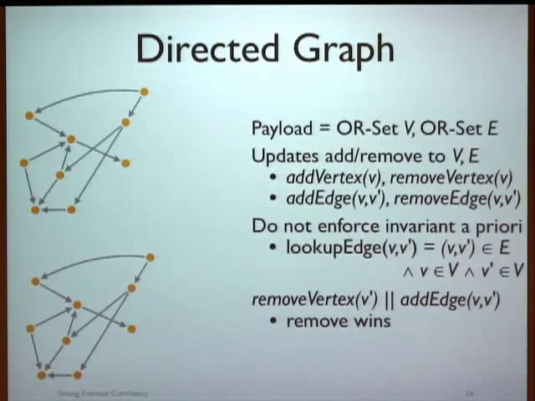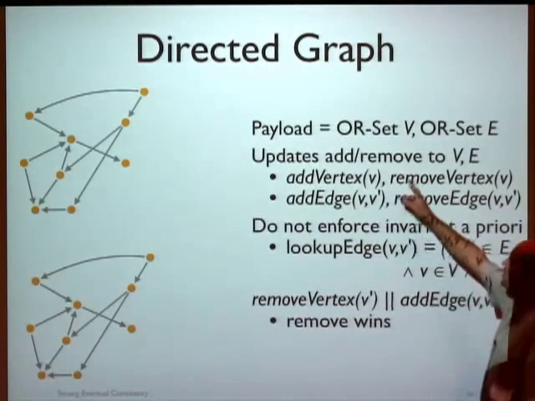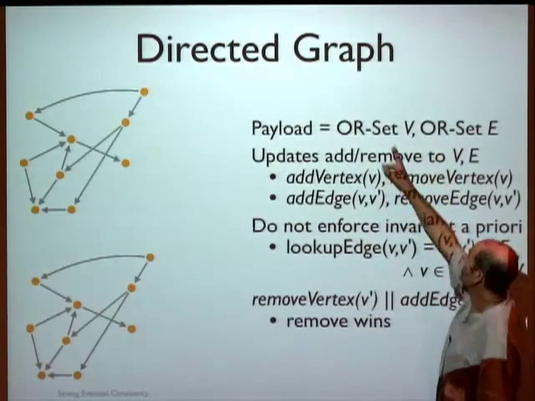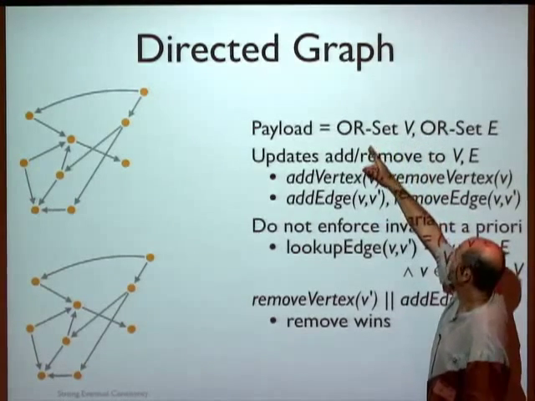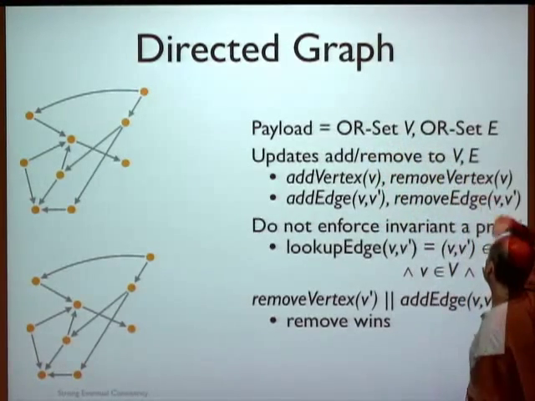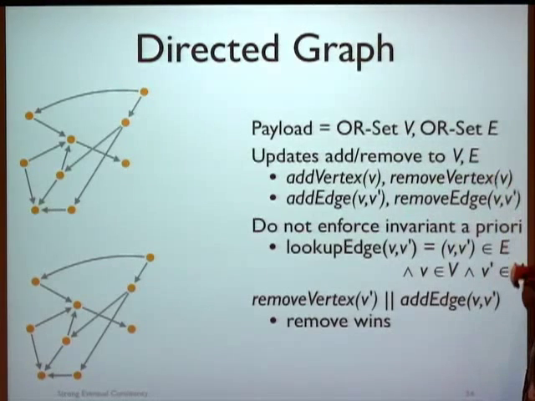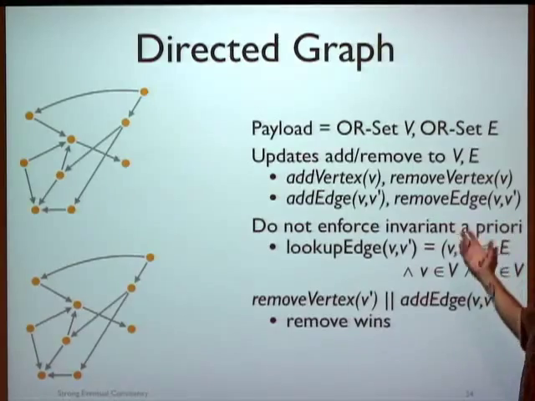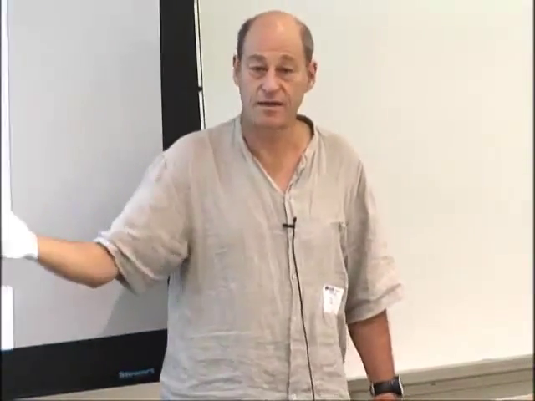So the way we do this, we implement this as a pair of sets. There's an OR, observe-remove set of vertices, and an observe-remove set of edges, right? And basically, we do not try to enforce the invariant. If you want to add an edge or remove a vertex, fine, just go ahead, and we'll check the invariant on lookup.